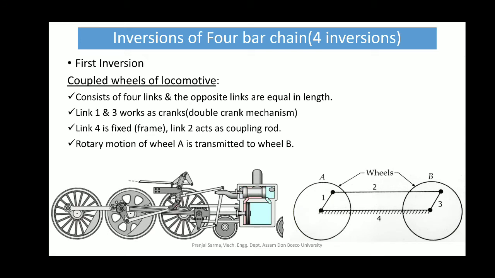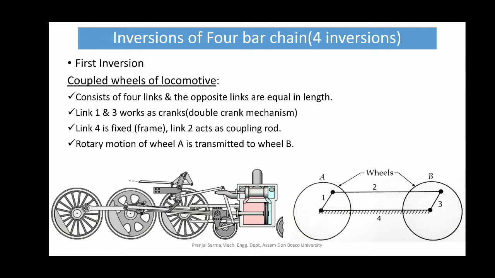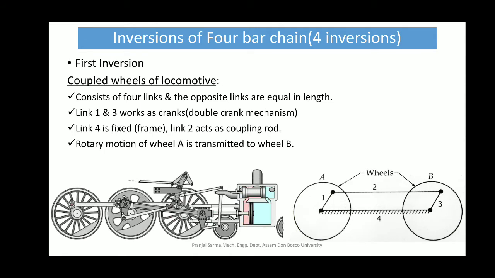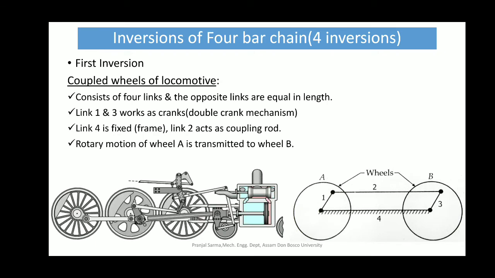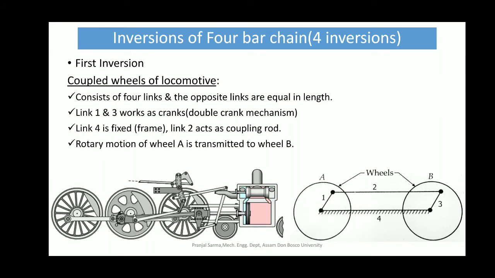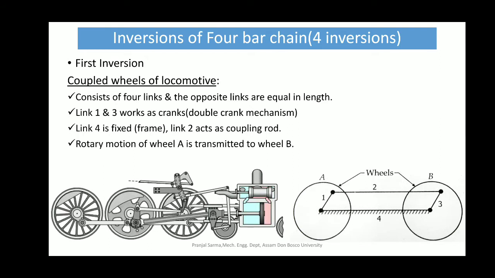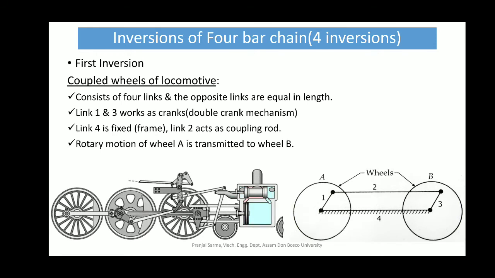In the previous lecture we have already discussed the inversion of mechanism, so we now know what inversion of a mechanism is. Then we started discussing the inversion of some common mechanisms. In the last class we discussed the inversion of the 4-bar chain, and we said that there are 4 inversions. In the first inversion, the application was in the coupled wheels of locomotives.